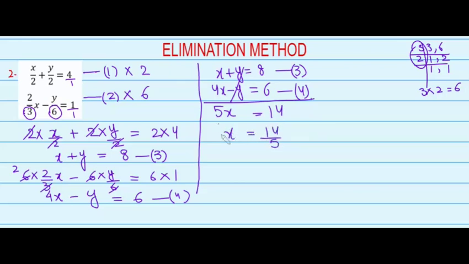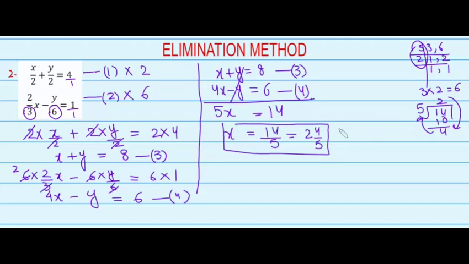So this is the value of x. We could write this x as a mixed fraction. This will be done by division. 5 2s are 10, so 4 is the remainder. So it means this answer will be written as 2 whole 4 by 5, right? So this is the value of x.